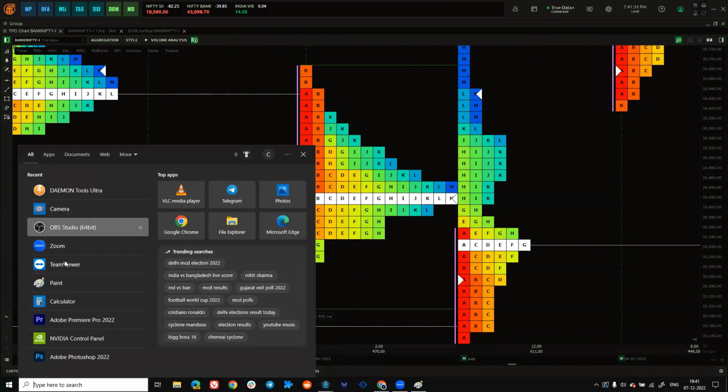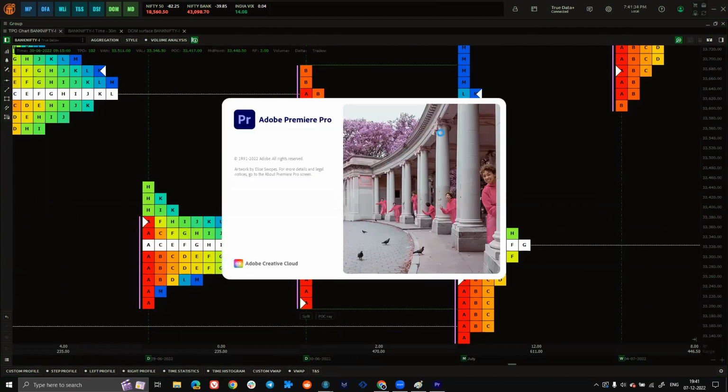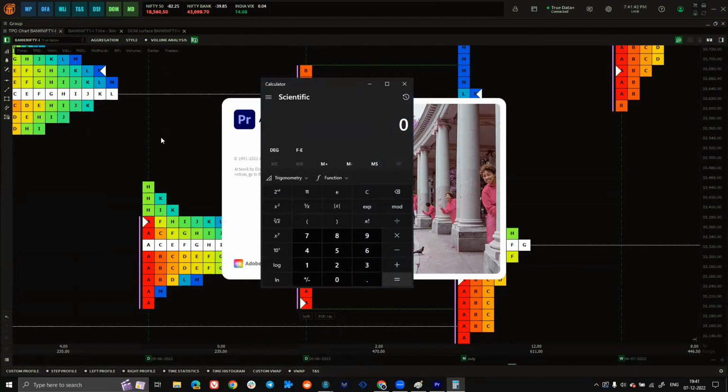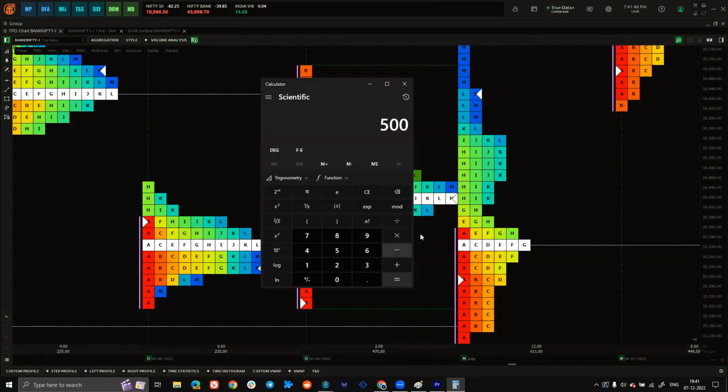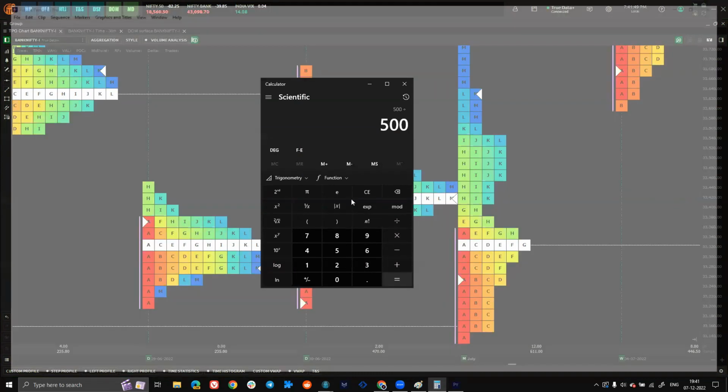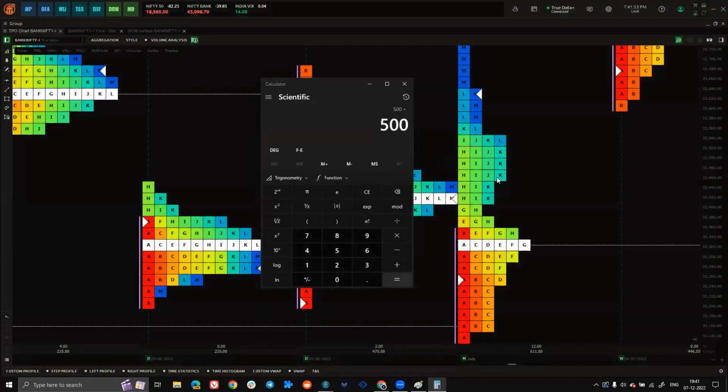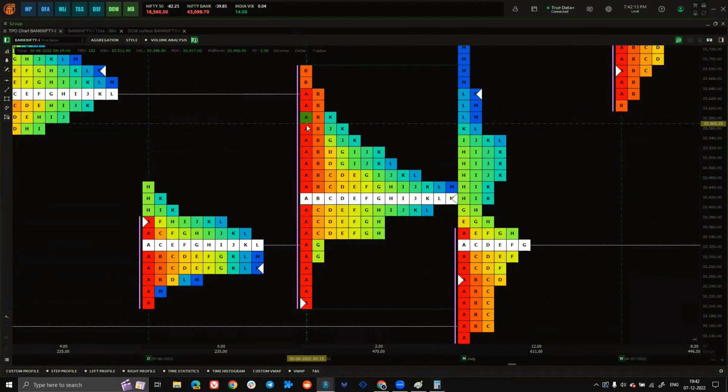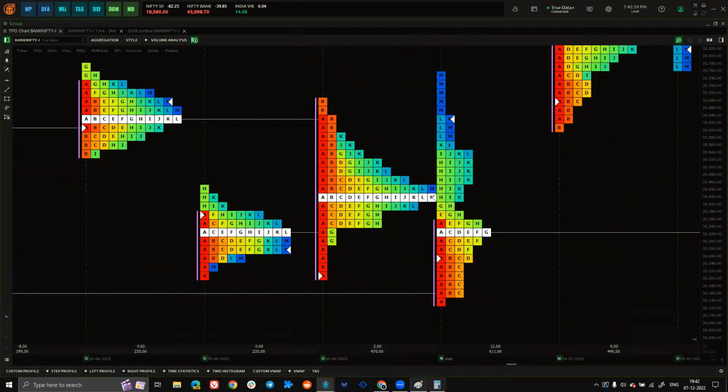Okay, let's check. I'm sorry, I was supposed to open the calculator. So 500 points divided by, let me take the average, 33,000, let's say 500, and into 100, you get 1.49%. That's what I was talking about. 1.5% is the total range. And if in the IB itself the market has moved 1.5%, look at what has happened for the rest of the day. It just consolidated, consolidated, consolidated. So that's an example of a normal day.